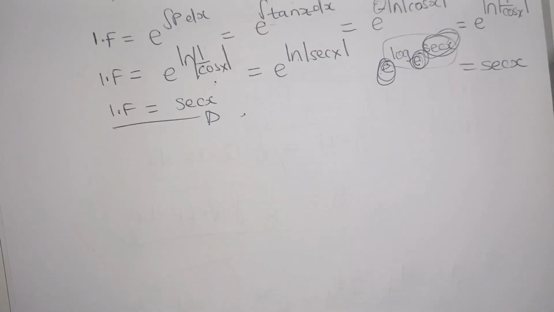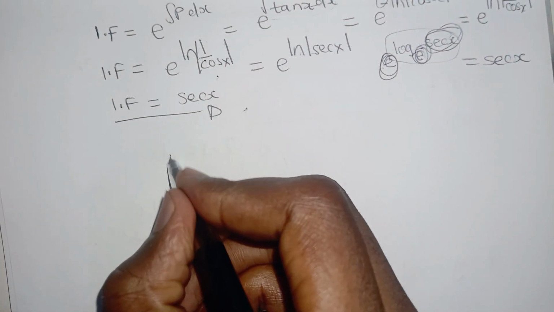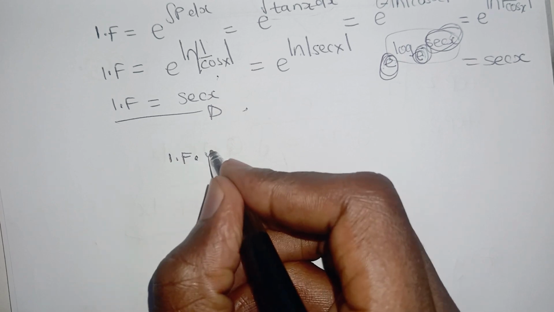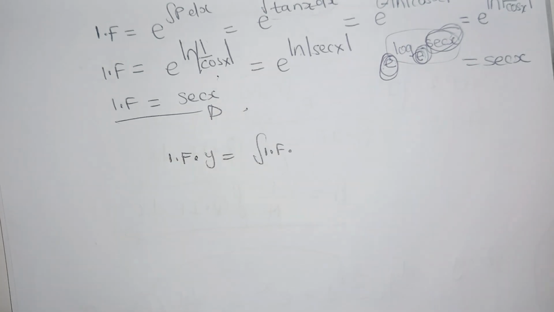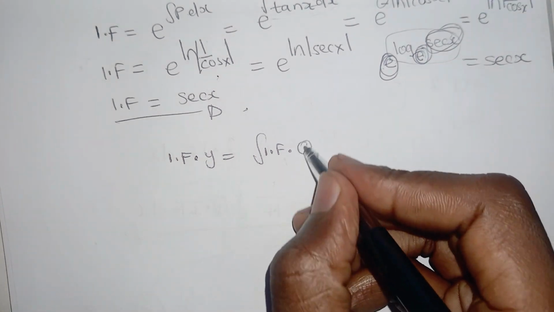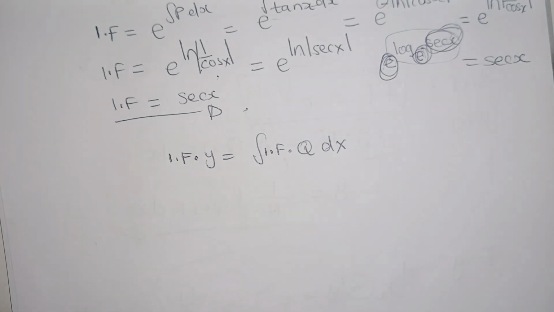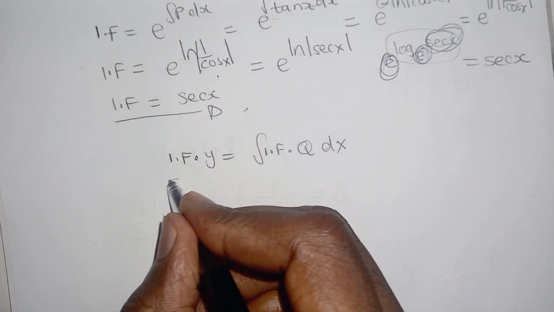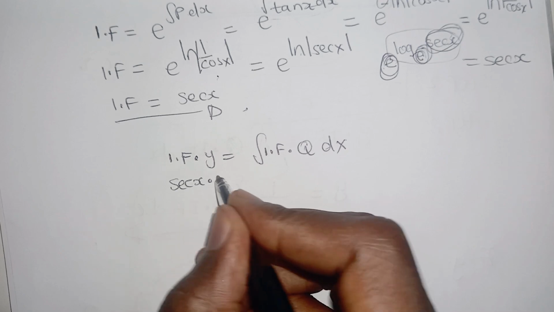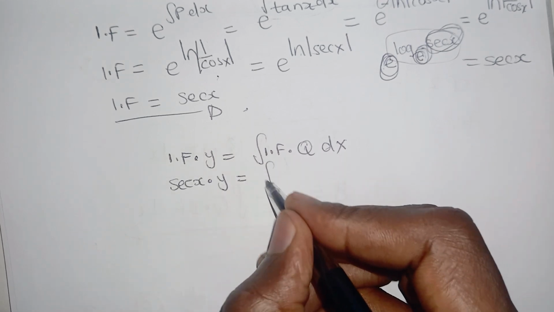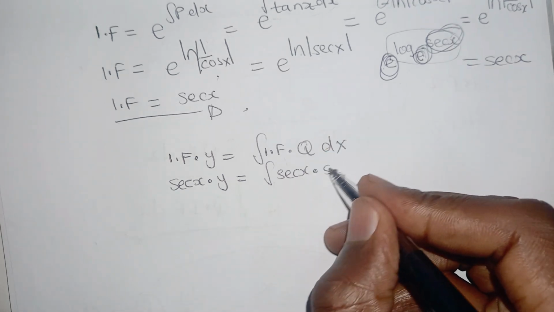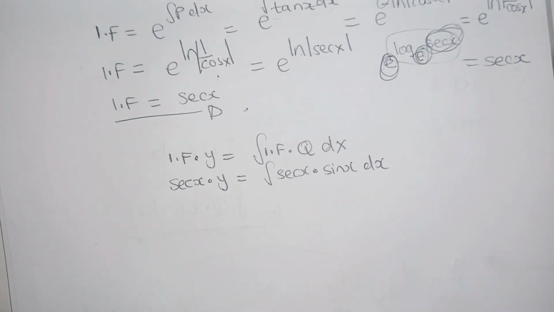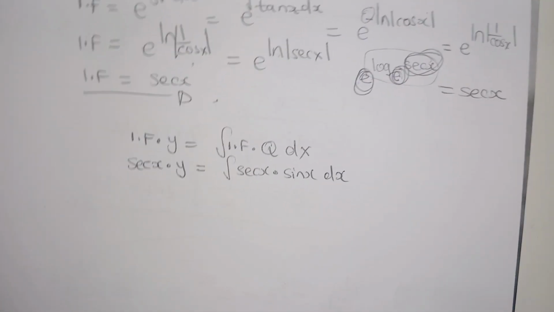So now we have to go to the general solution. We have to say integrating factor multiplied by y is equal to integrating factor multiplied by q dx, right? Then the integrating factor is sec x, so sec x times y is equal to the integral of sec x times q dx. Then what is our q? Our q is sin x, dx, right? We must not be too fast.